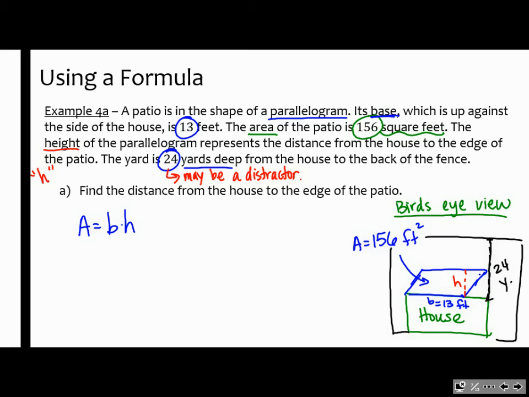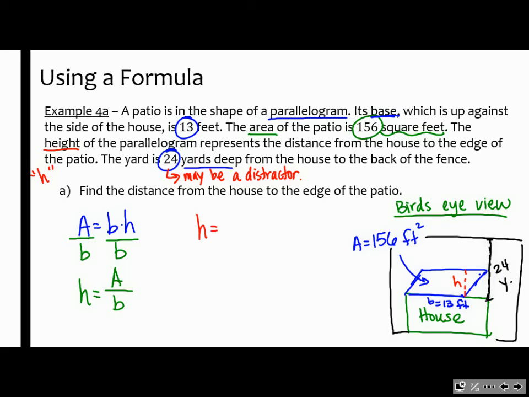I could make the substitutions now, but I don't want to. So let's divide by, we're solving for the height, so let's divide by the base. So to find the height of any parallelogram, simply take the area and divide it by the base. The distance from the house to the edge of the patio. Sweet. Okay, so for this first part, I bet we'll need that other number in the next part. I should have read it before I began, but that's okay.